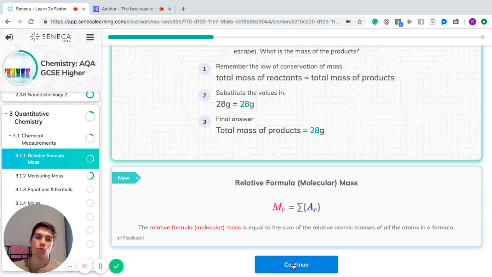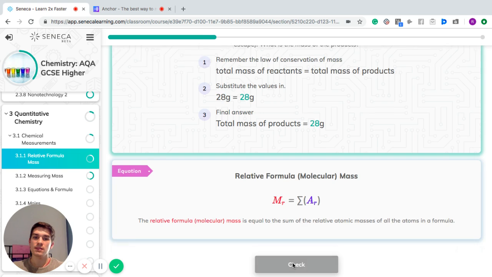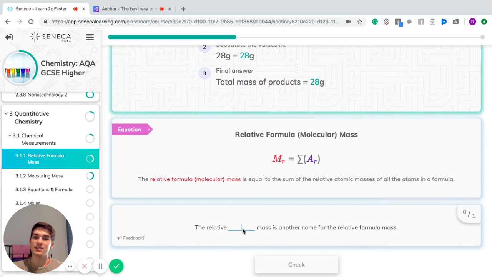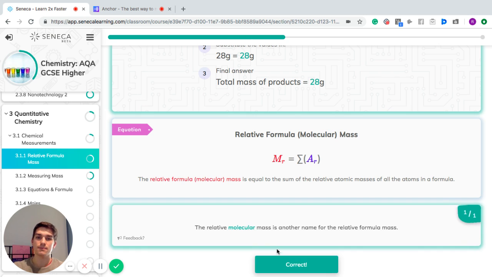Now, relative formula mass, sometimes known as relative molecular mass, is equal to the sum of all of the relative atomic masses for the atoms in a formula. So it's easiest if we look at an example for that. Just to recap that, the relative formula mass is another name for the relative molecular mass.